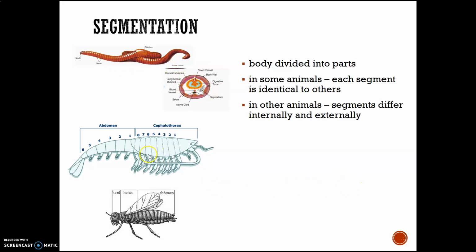In other animals, the segmentation differs internally and externally. Right, so we get our classic sort of shrimp diagram here. You can see that there are different appendages on each of the segments, and the shape and size of the segments is different. The internal organization would be different as well.